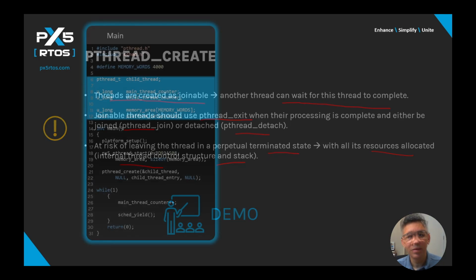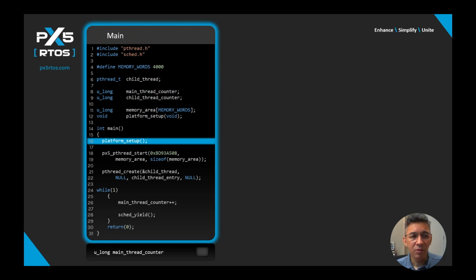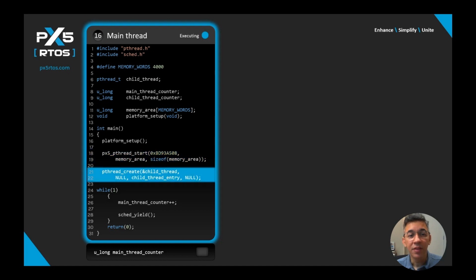Let's see a demo. Right now, main is running and creating variables, thread handles in the memory area. Now, in line 16, we have the platform setup, where hardware is initialized using vendor hardware abstraction layer. Now, we start PX5 RTOS by providing a random number for pointer data verification, a memory area, and the size of that memory area. This will convert main into the first system thread running at the default priority of PX5 RTOS, or 16.